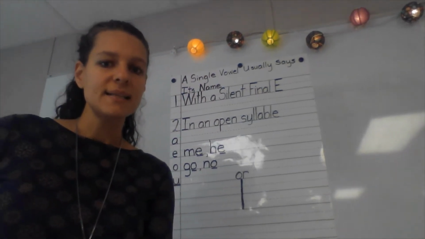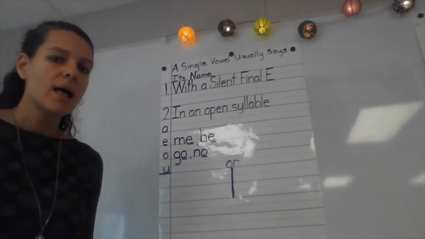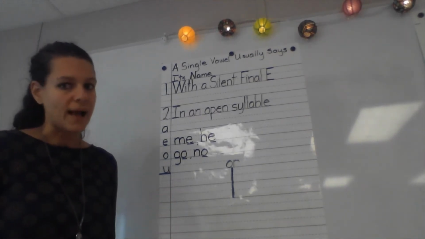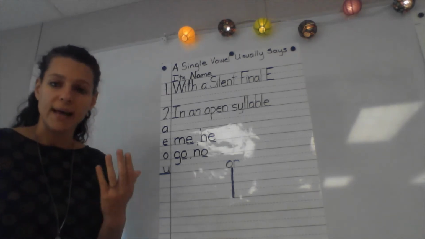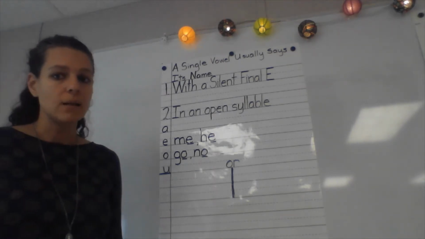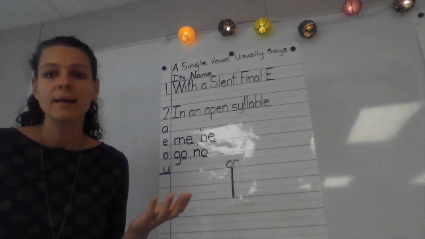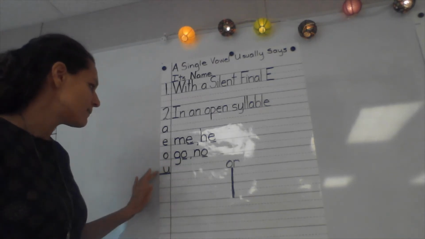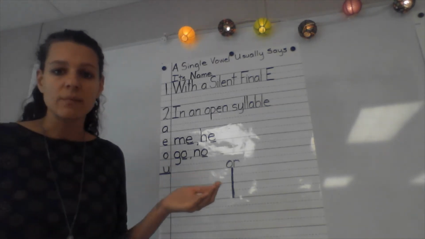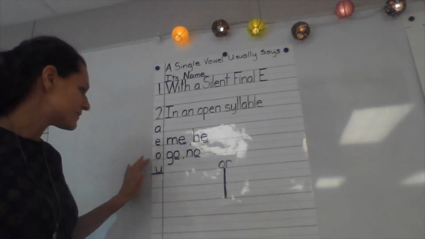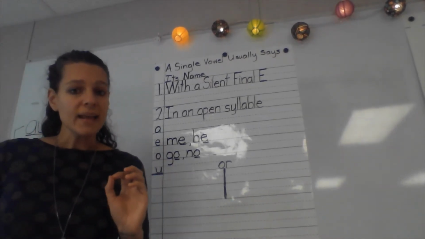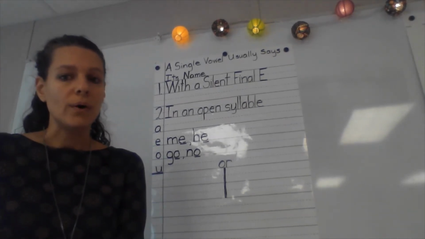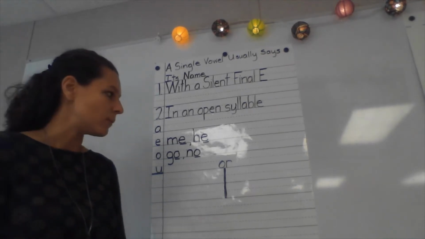All right, so class, yesterday we started to talk about open syllables. What kind of a letter does an open syllable end with? Very good, it ends with a vowel. And in an open syllable, what does that vowel say? Very good. Our more consistent vowels that we talked about say their name. Let's say that rule that we learned together about our more consistent vowels. A, E, O, and U usually say A, E, O, U, or oo at the end of a syllable.